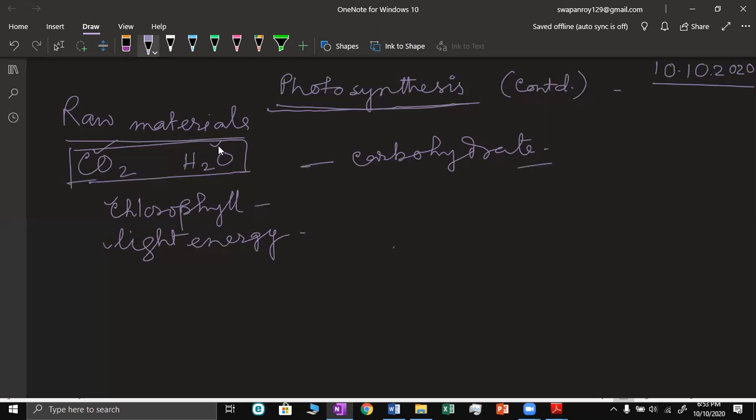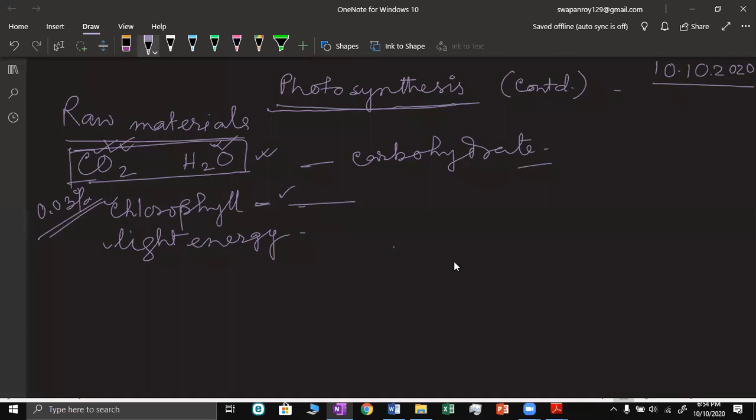Water is available in plenty. Plants absorb it from the soil, mostly terrestrial plants, and carbon dioxide is present in the atmosphere, in the air, where it is 0.03%. That carbon dioxide is enough to support the entire process of photosynthesis carried out by the green plant and some bacteria, autotrophic photosynthetic bacteria.